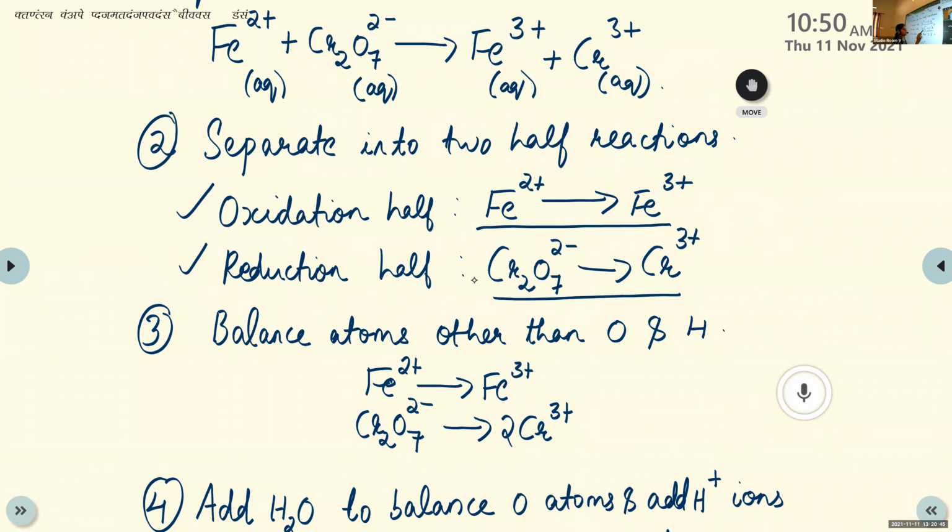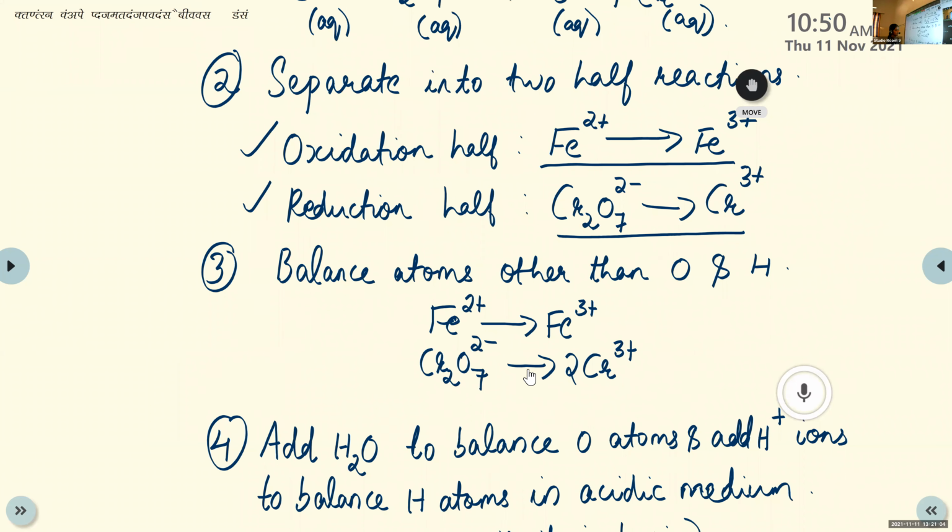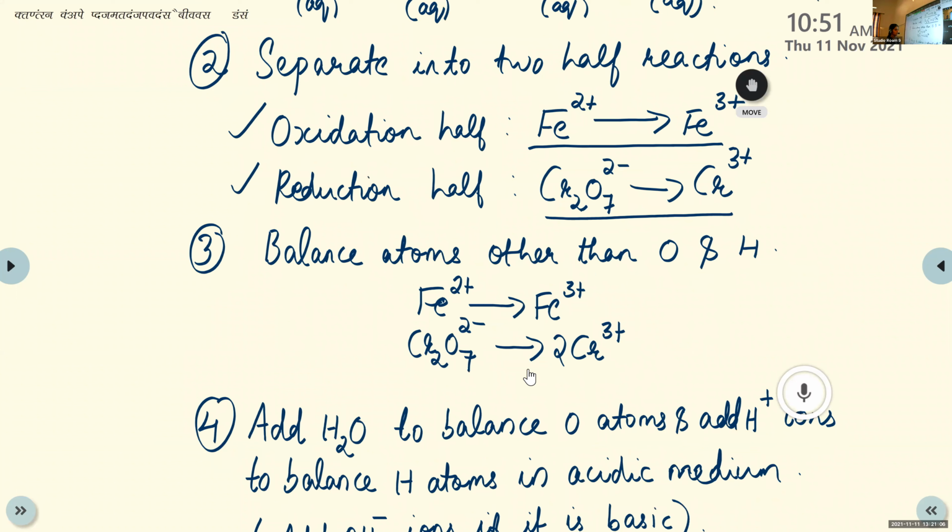Then look at the second equation. Here it is Cr2O7 2-, it will give Cr3+. So in the left hand side, there are 2 chromium atoms. In the right hand side, only 1 chromium. So we need to balance the second equation by adding the coefficient 2 to Cr3+. Okay, so we rewrite the equation. Cr2O7 2- will give 2 Cr3+.